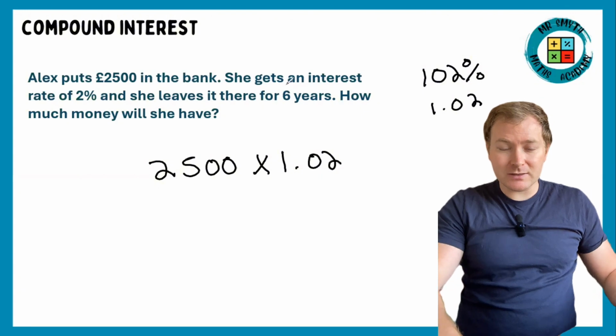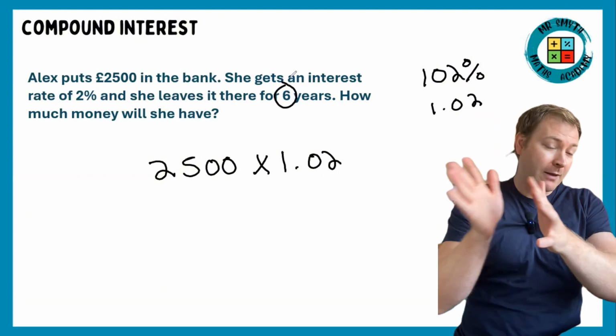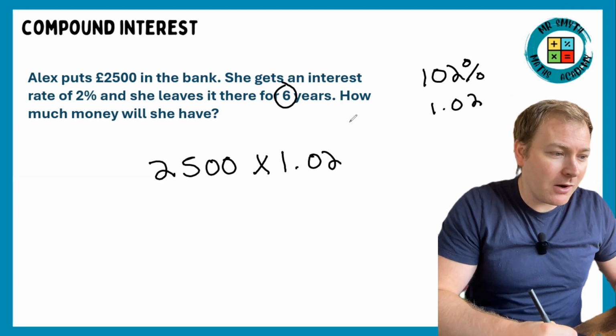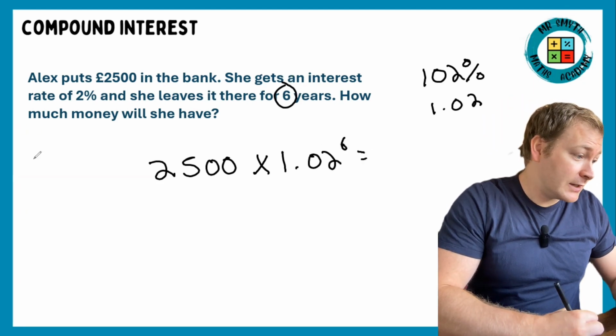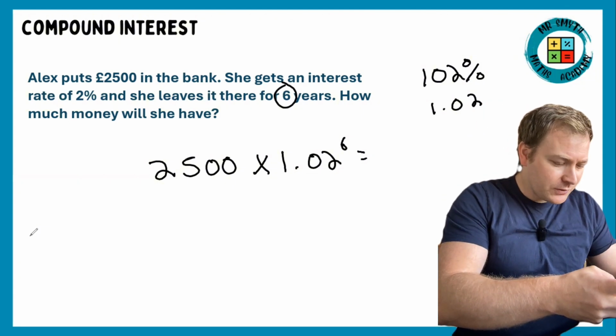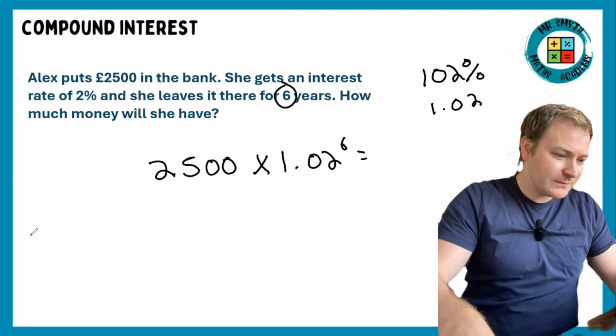Now, it's for 6 years, so what we could do is we could times it by 1.02, times by 1.02, and we do that 6 times. Let's make life easier. Let's put this to the power of 6. And it really is that straightforward. That's all we need to do. Let's type that in, see what our answer is. So 2,500 times 1.02, all to the power of 6.